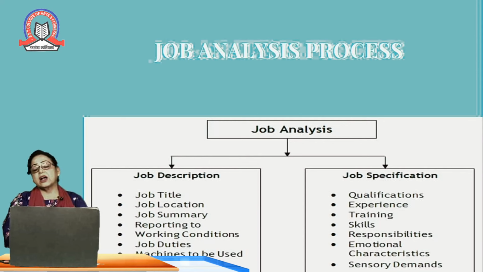Job duties, what exactly the person has to perform in the form of his duties. Machines to be used. If a person is to be appointed in the production department, what would be the machines to be given to him? If he is working as an accountant, what kind of software or computers is he going to work with? And different hazards. Hazards relate to issues or problems or certain obstacles, or in a nutshell, the difficulties coming in the job. It is also to be mentioned properly under job description.